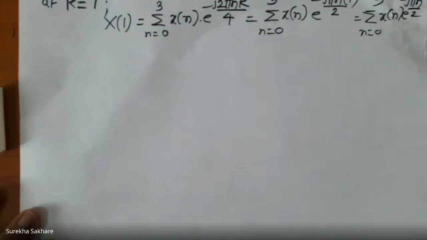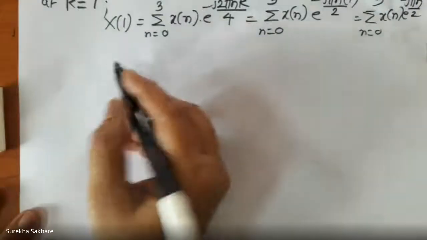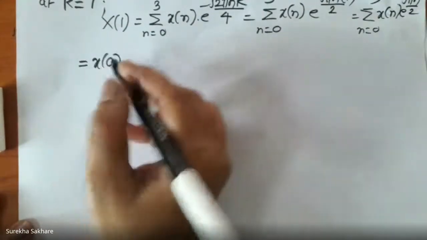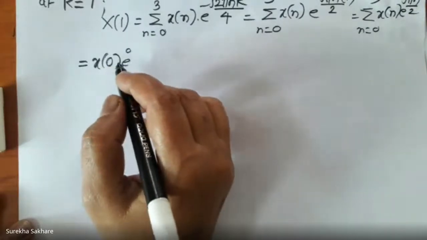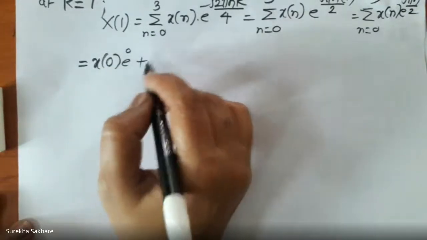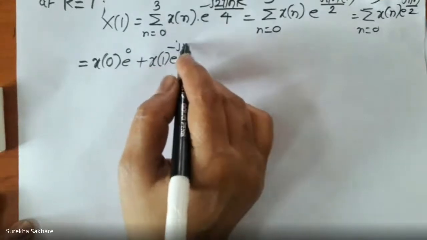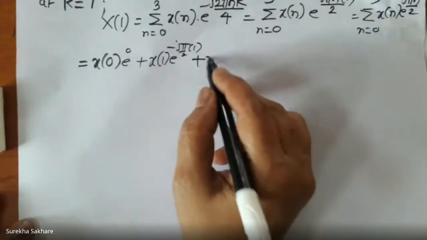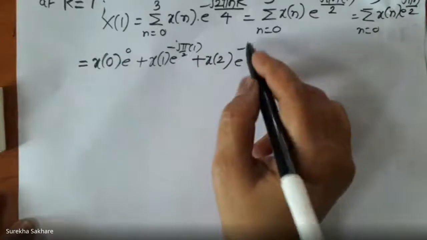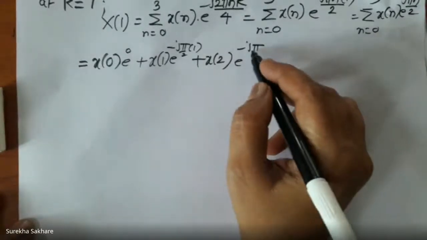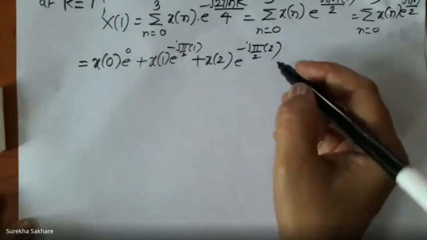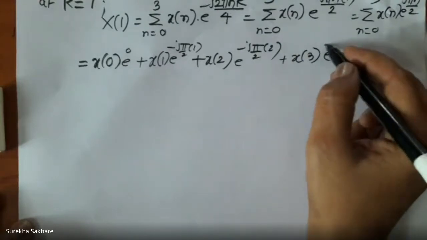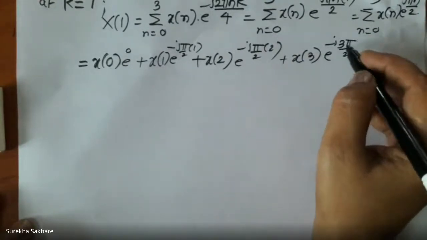Now on this side we will just expand: x of 0 e raised to 0, plus x of 1 e raised to minus j pi by 2 into 1, plus x of 2 e raised to minus j pi by 2 into 2, plus x of 3 e raised to minus j 3 pi by 2. Sorry, yeah, it's 3 now. I've taken the 3 on this side.